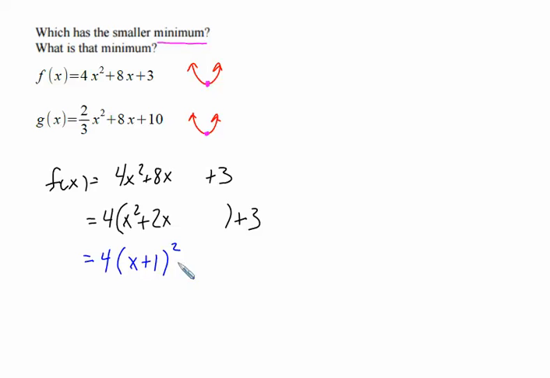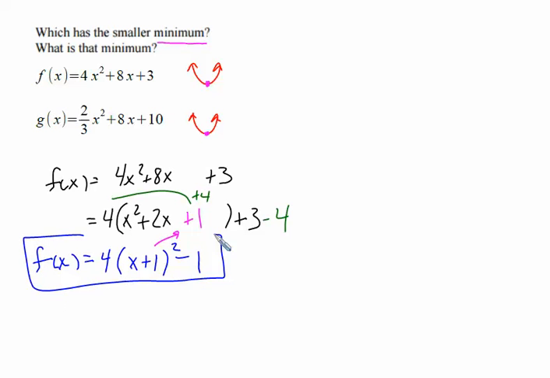Half of 2 is 1. When we square 1, it's 1. 4 times 1 is really a plus 4, but then we have to subtract the 4 to counter it off. So here's f of x, and that's its form. It's going to have a minimum, and the vertex point for that minimum will be negative 1, comma, negative 1. Okay, we'll do the same thing for g.